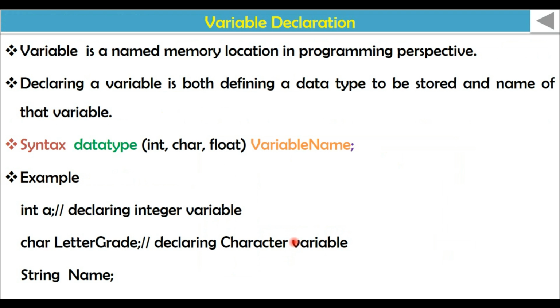So let's see variable declaration. A variable is a named memory location from a programming perspective.